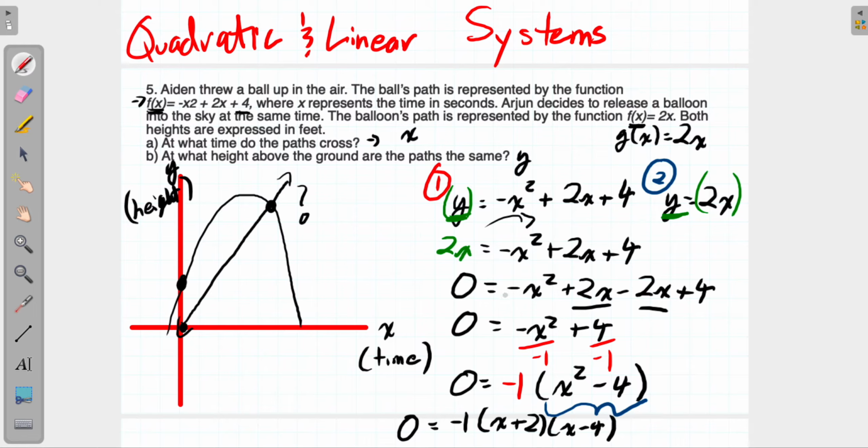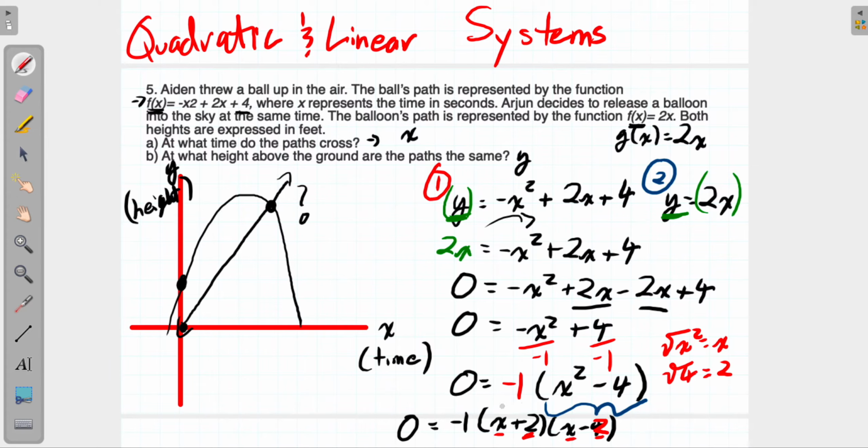Just in case you don't quite remember difference of squares, we just square root the first term. We get its value, and that's the first term in both sets of brackets. Square root the second term. We take the positive value, and that's the second. Oh, that should be a 2. That's the second term in each bracket.